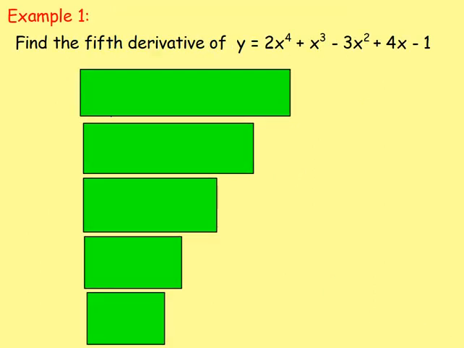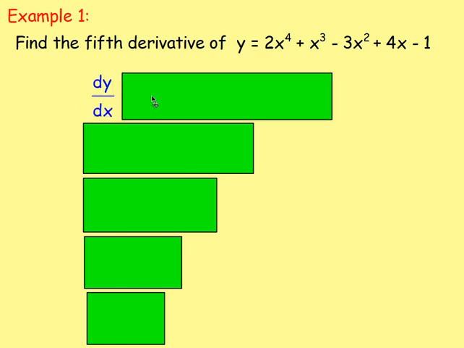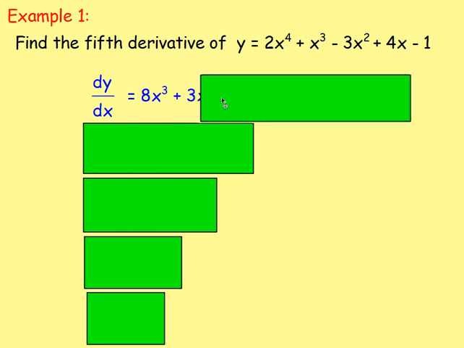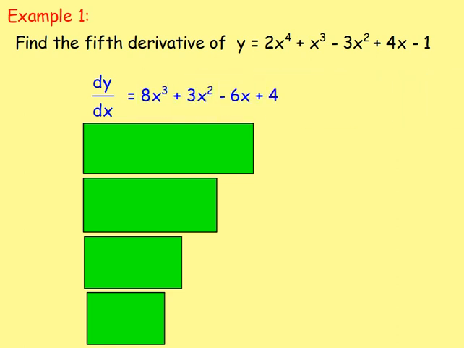So example 1, find the fifth derivative of y equals 2x to the power of 4 plus x cubed, take away 3x squared, plus 4x, take away 1. So for this one, Chuka, working out the first derivative. We're given y, so we're going to have dy by dx. dy by dx, Chuka, would give you 8x cubed plus 3x squared, take away 6x plus 4. Differentiate it the way you normally would.